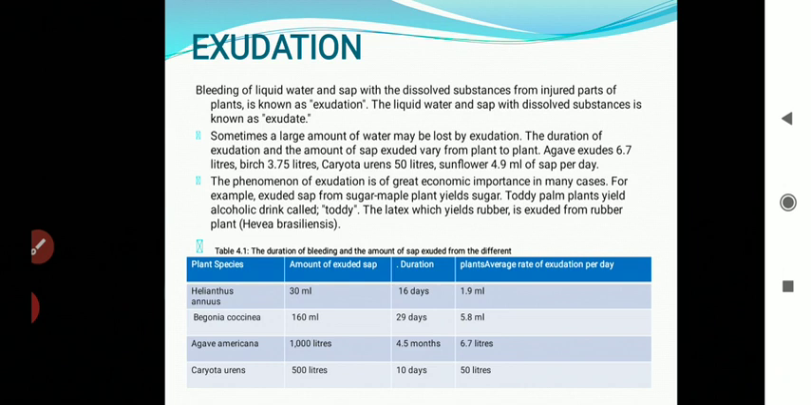Begonia coccinea. Amount of exuded sap is 160 ml, duration 29 days, and on an average per day 5.8 ml. Agave americana, about 1000 liters exuded sap during 4 to 4.5 months, and per day it exudates about 6.7 liters. Caryota urens, it exudates about 500 liters within 10 days, and per day it exudates 50 liters of sap.